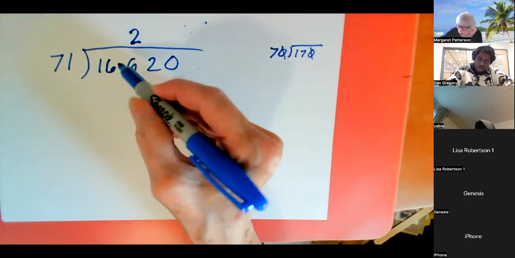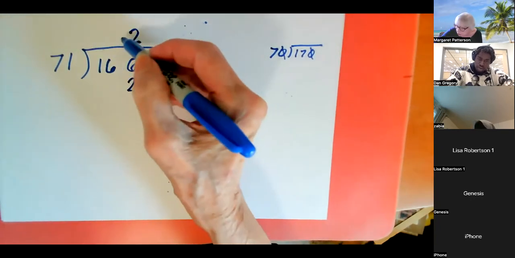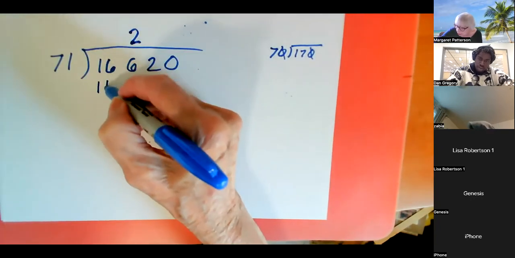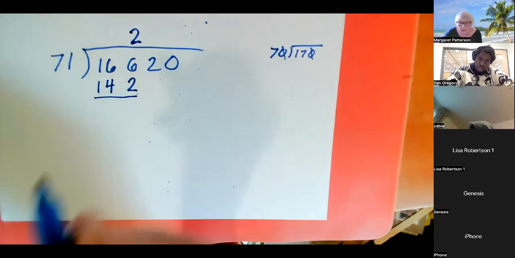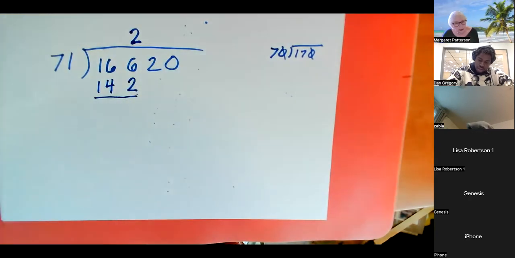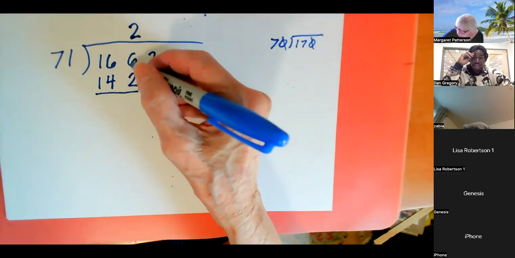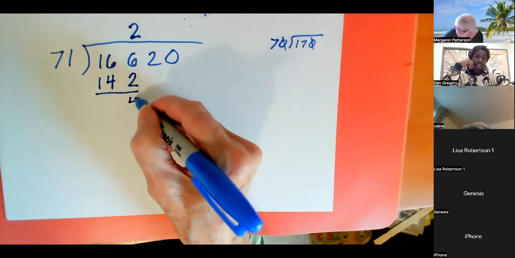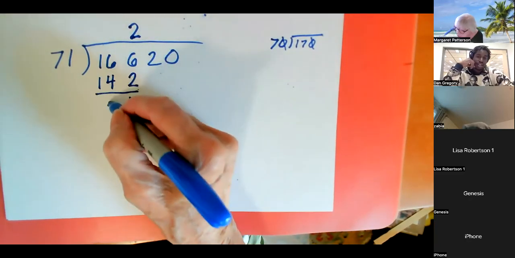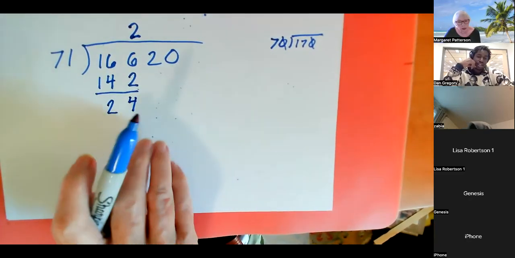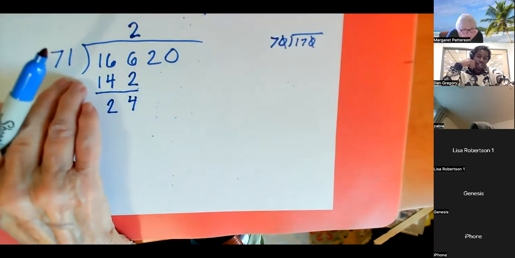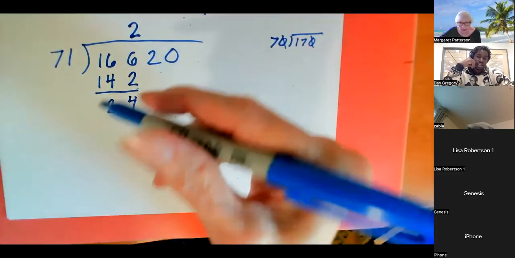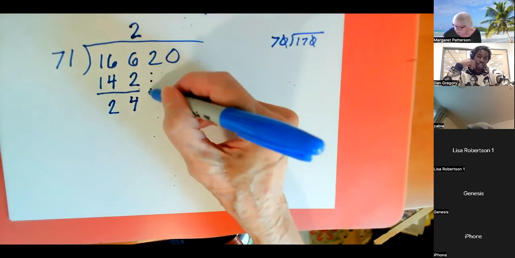2 times 1 is 2. 2 times 7 is 14. Right. Now we subtract. 6 take away 2 is 4. 6 take away 4 is 2, and that's 0. So the 24 is smaller than the 71, so that's correct. So now we bring this down.